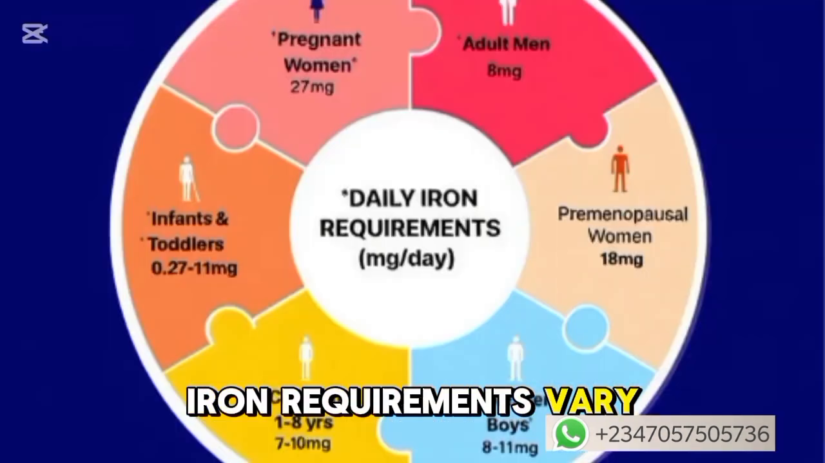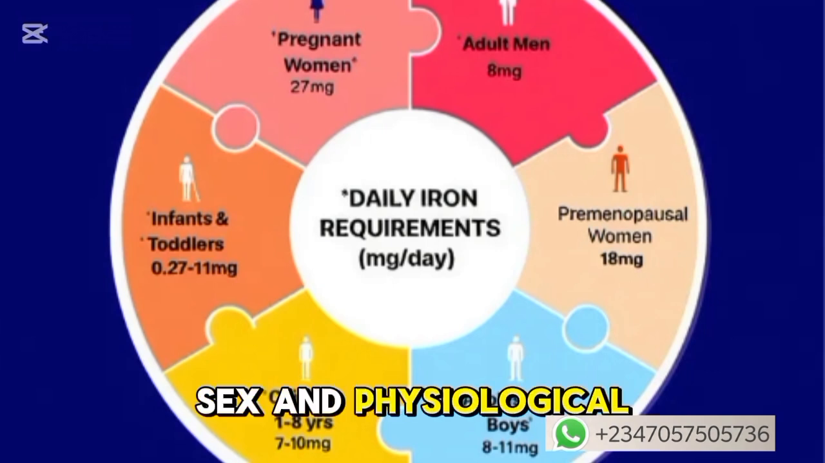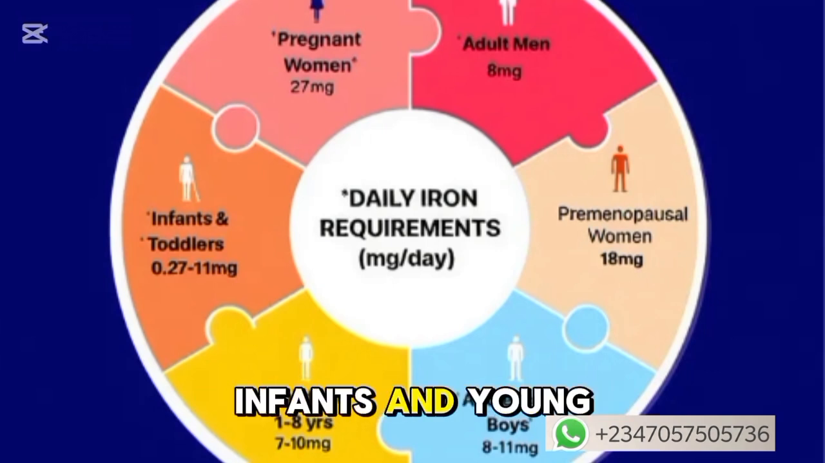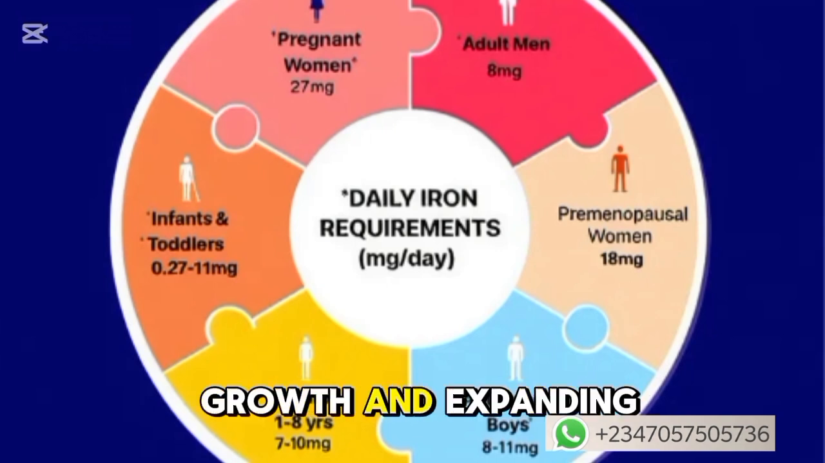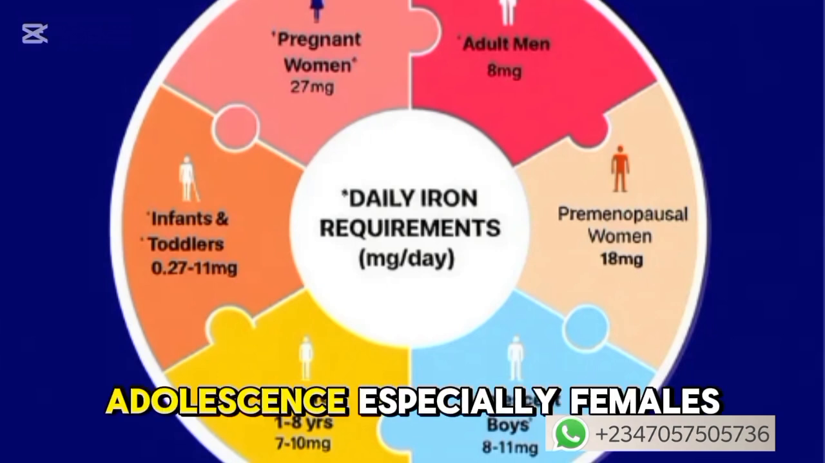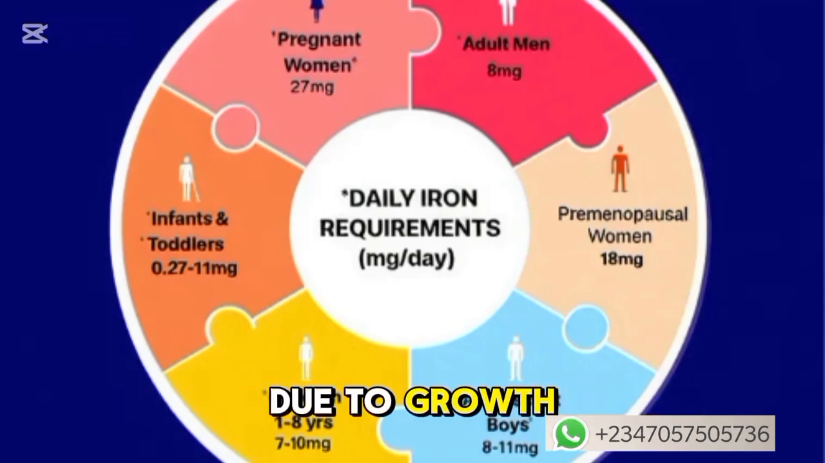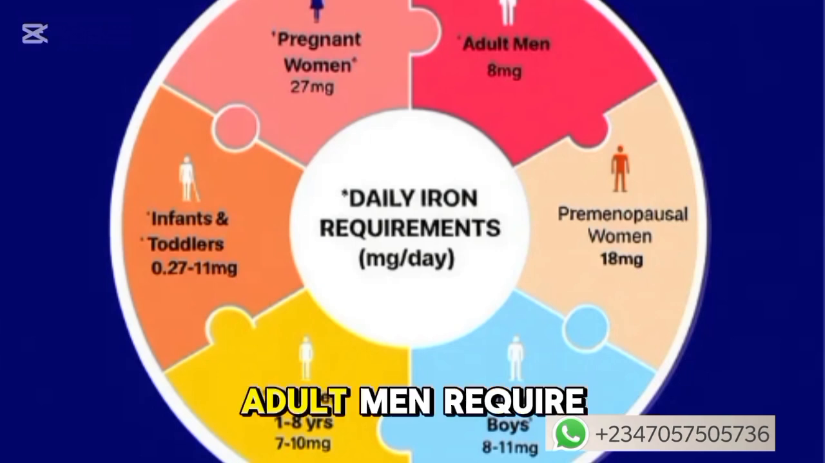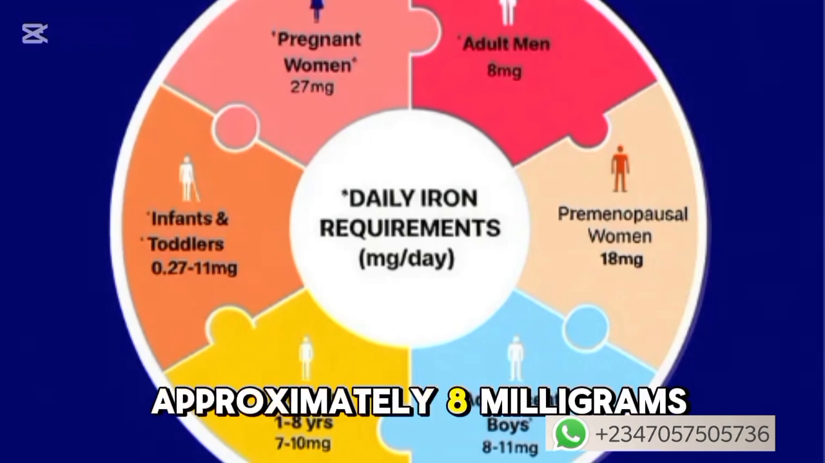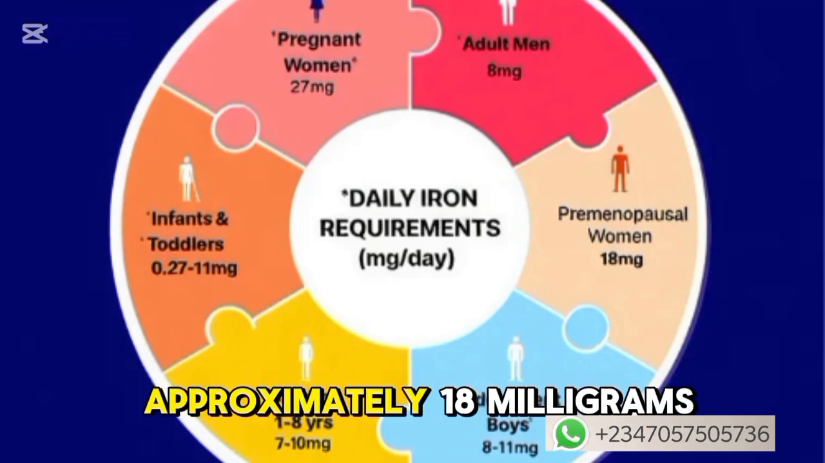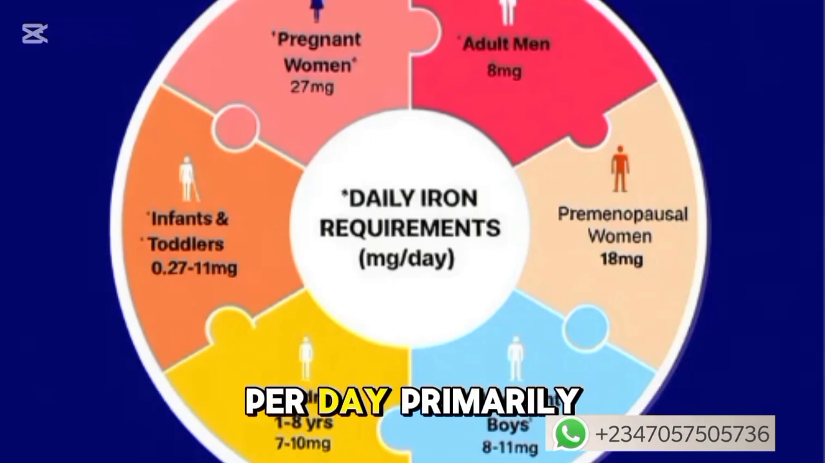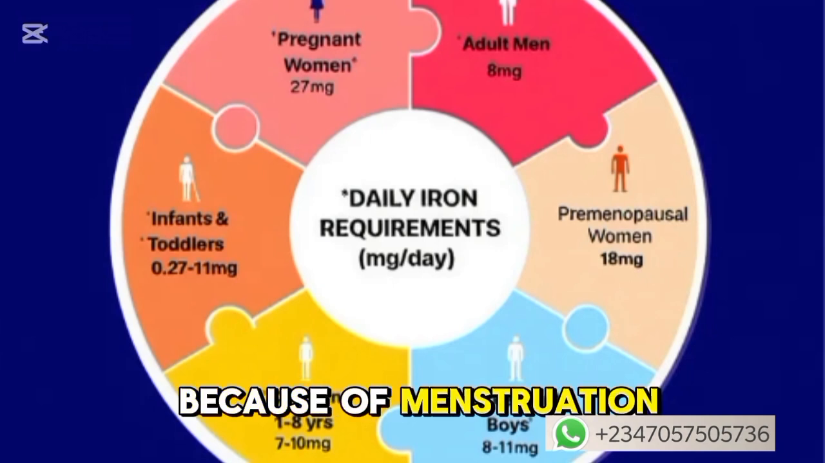Iron requirements vary with age, sex, and physiological conditions. Infants and young children have increased requirements due to rapid growth and expanding blood volume. Adolescents, especially females, require more iron due to growth and menstrual blood loss. Adult men require approximately 8 milligrams per day. Premenopausal women require approximately 18 milligrams per day, primarily because of menstruation.